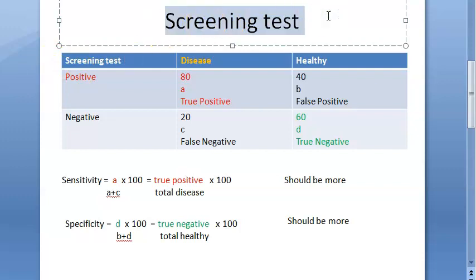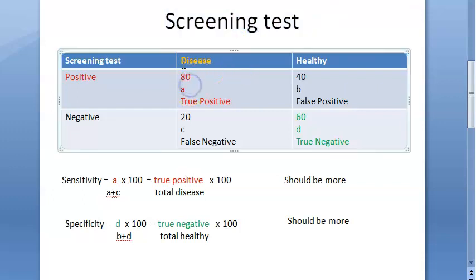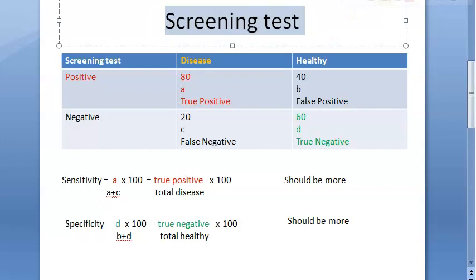A screening test, let's say something like a mammography or a breast self examination or an ELISA, all these are screening tests, right? So let us say that you get a screening test as positive. It does not mean that you have the disease unless you diagnose or confirm.